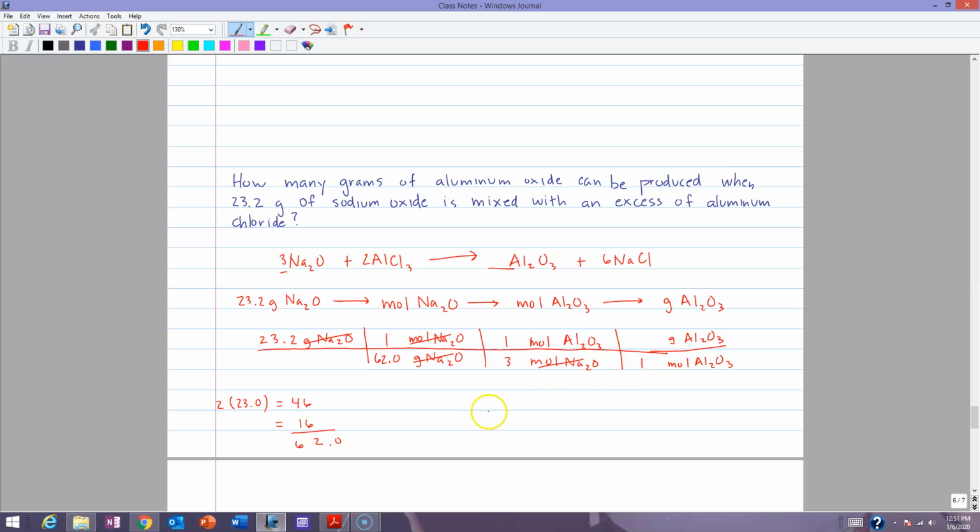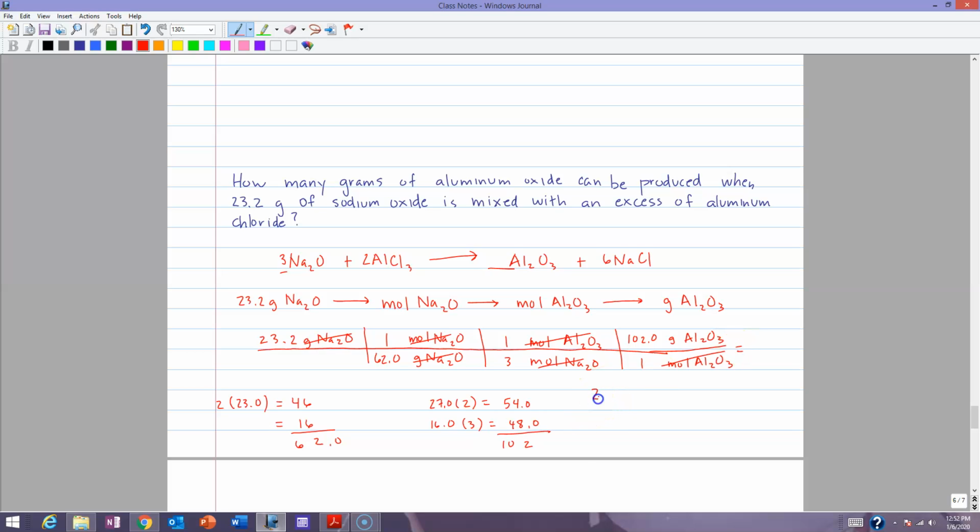1 mole. Aluminum is 27. And there's 2. So that's going to give me 54. There's 3 oxygens. Each one is 16. So that's going to give me 48. So that's going to be 102. And now I'm in moles of aluminum, grams of aluminum oxide.